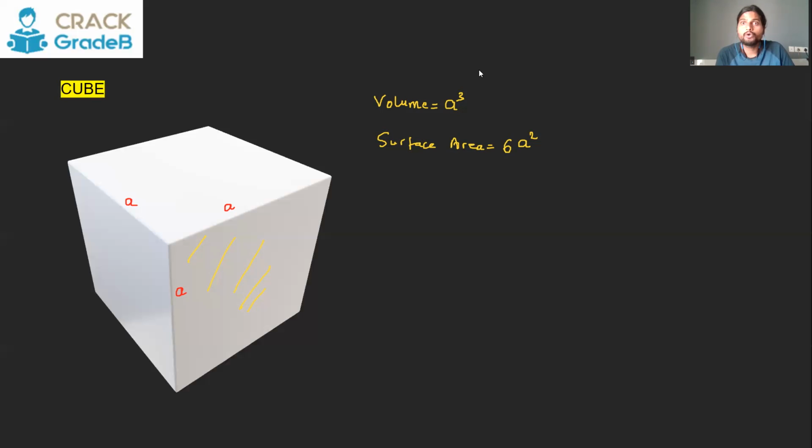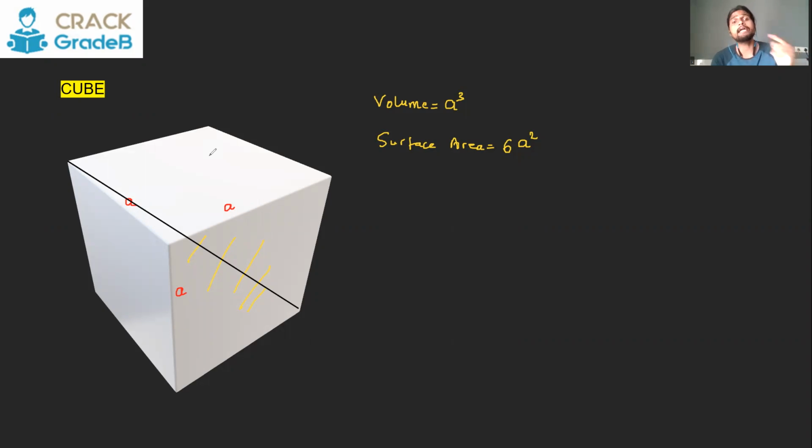In a 3D figure, we have one more parameter to measure, that is its body diagonal. This kind of diagonal which connects the farthest 2 points in a 3D figure is called the body diagonal. So imagine you are sitting in a cubicle room.